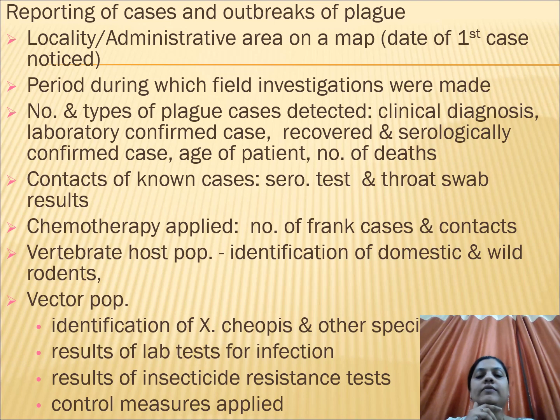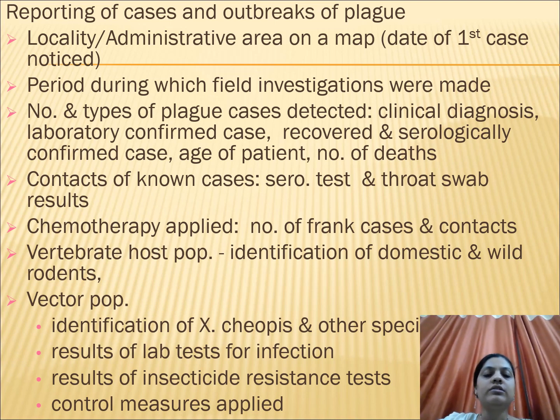Chemotherapy is applied if there are no direct cases seen. Then identification of domestic and wild rodents, identification of Xenopsylla cheopis and species, resulting in lab tests or infection, results of insecticide resistance, etc.